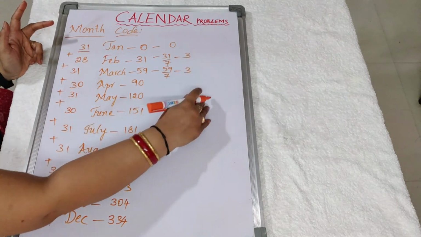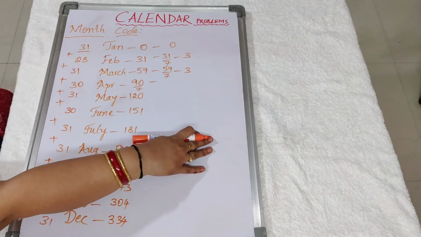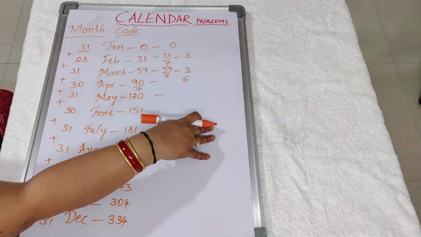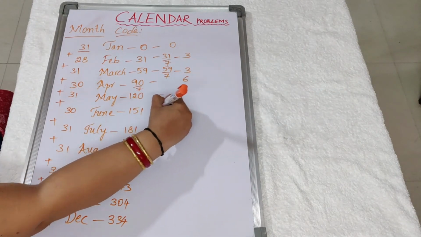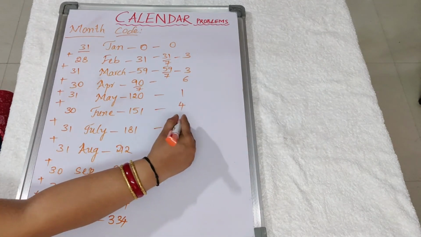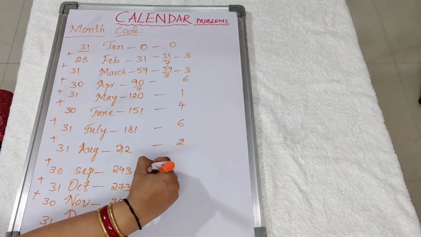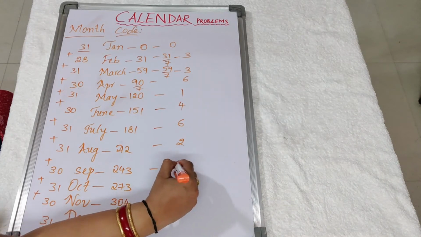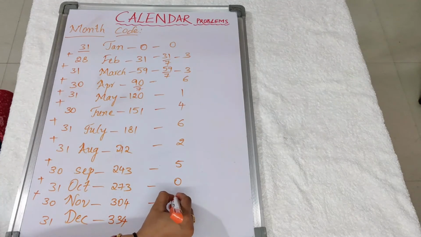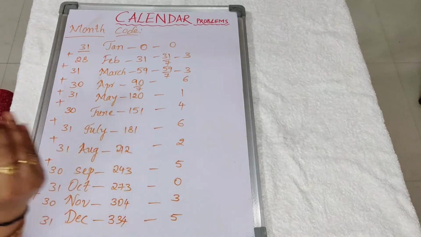It is 3 again. Now 90 by 7, let me do it here only. 90 by 7, how much do you get? So remainder is 6. So for 120, what is the remainder? It is 1. 151, what is the remainder? 4. 181 remainder? 6. Next, 2. And for 243, we get remainder 5. And 273, it is 0, perfectly divisible by 7. And next, 3. Next, we have 5.